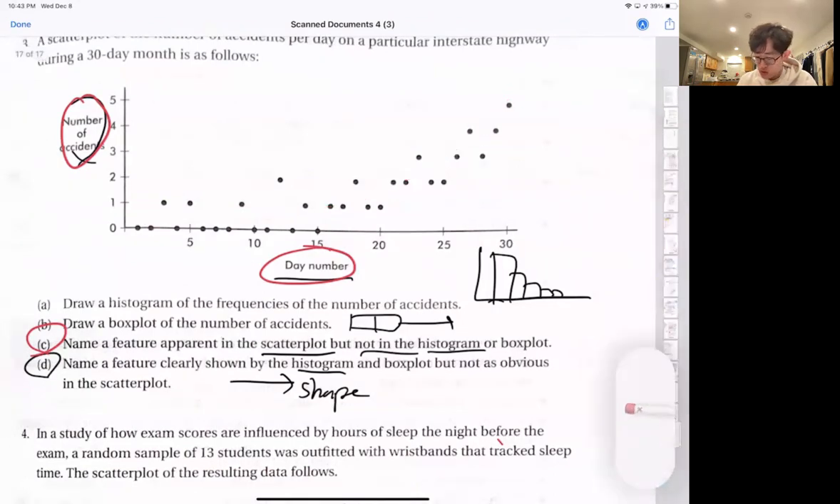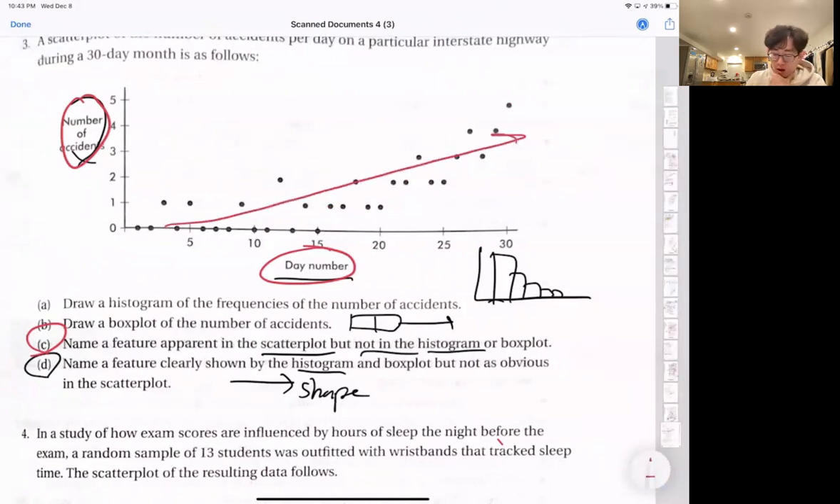There's a linear relationship. Okay. I don't buy that. Okay, so name a feature apparent. So there's going to be either a linear relationship or a non-linear relationship. Quite honestly, if we're talking about the number of accidents at 30 being at 5, but at 25 being around 4, I just believe that the daily number of accidents per number of days should be more of an exponential graph here.